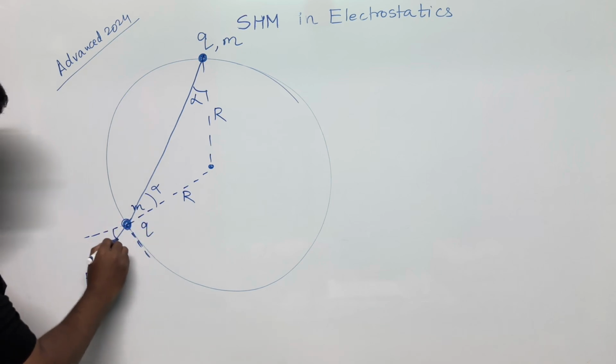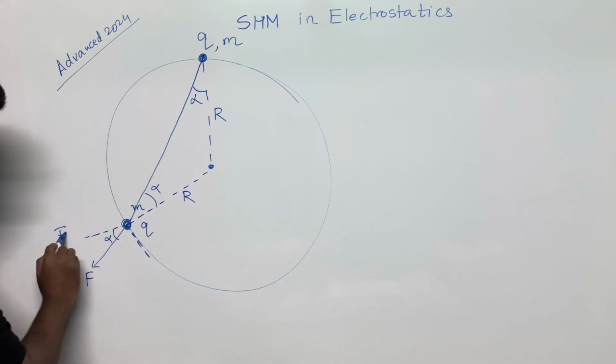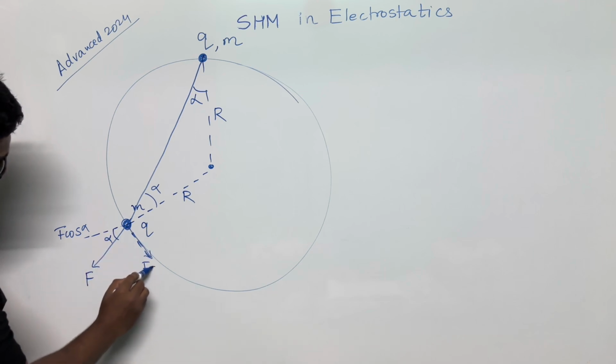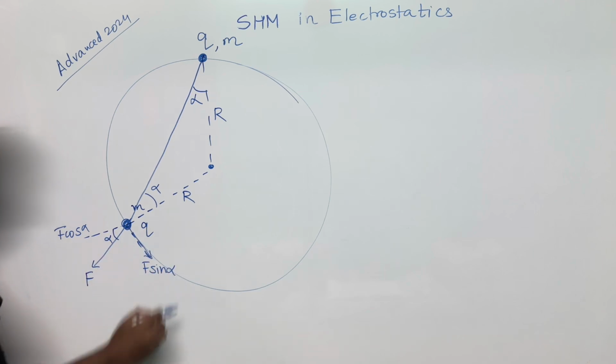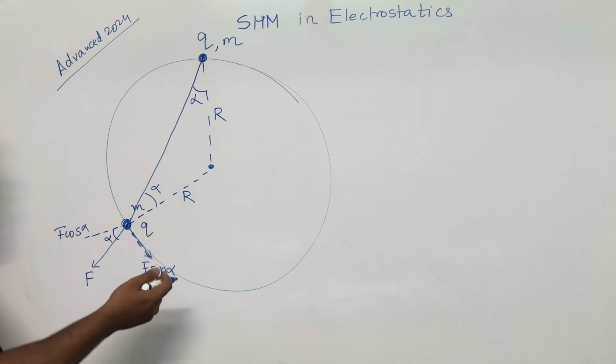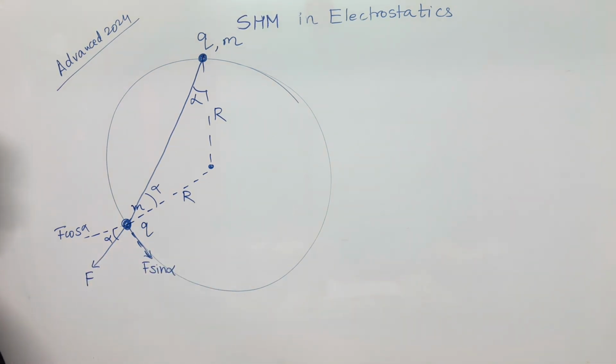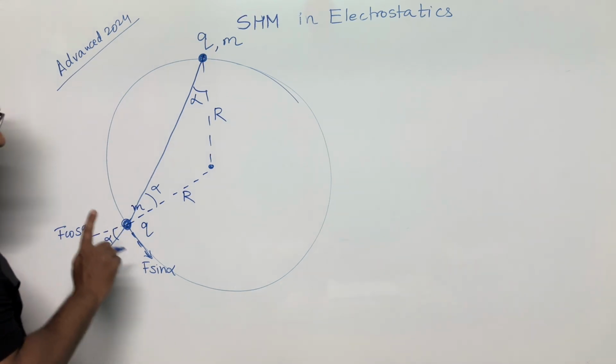Now if I draw the components of this force, it will be somewhat like this. This angle is alpha, so this angle is also alpha, so this is going to be f cos alpha, and this is going to be f sin alpha. Now if I find out the restoring force f sin alpha, then it is enough for me to find out the angular frequency, because you know that f sin alpha is kx, and from that you can find the k.